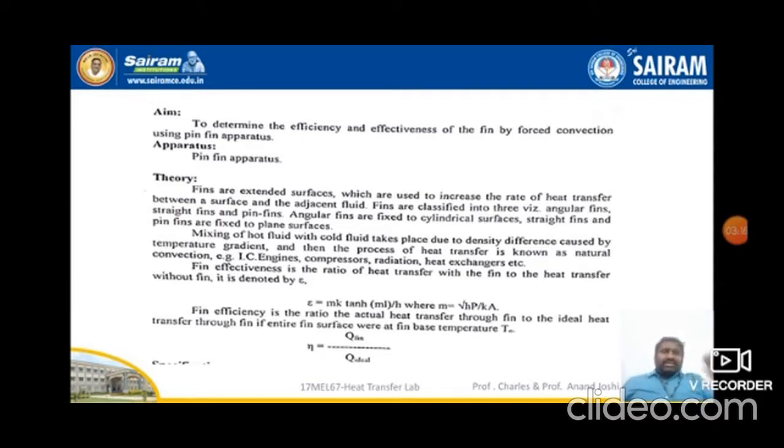In the same way, in heat transfer related to the fin, we have equations to find efficiency and effectiveness. Effectiveness can be calculated using the formula epsilon equals mk tanh(ml) by h, and efficiency is Q fin divided by Q ideal, meaning the ratio of actual heat transfer through the fin to the ideal heat transfer through the fin if the entire fin surface were at the base temperature.